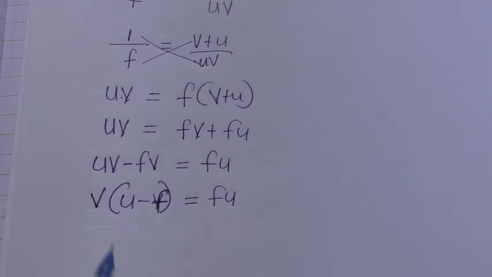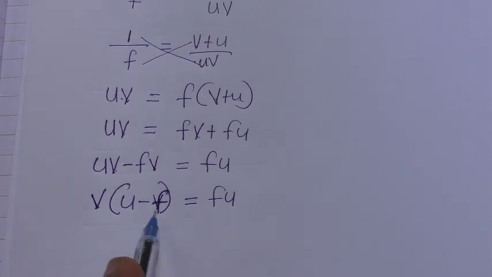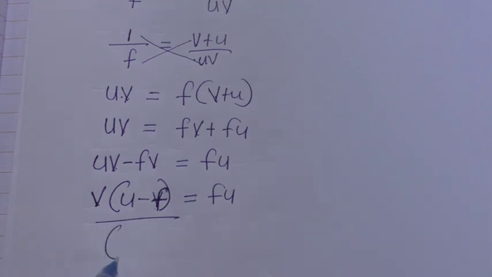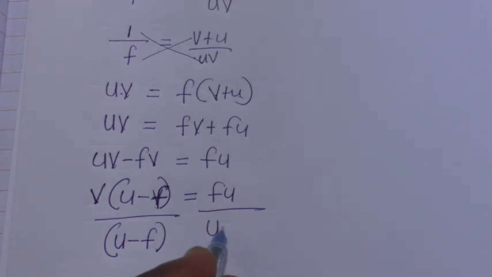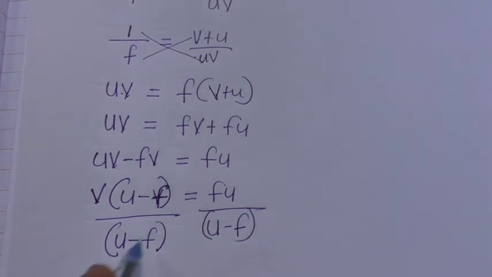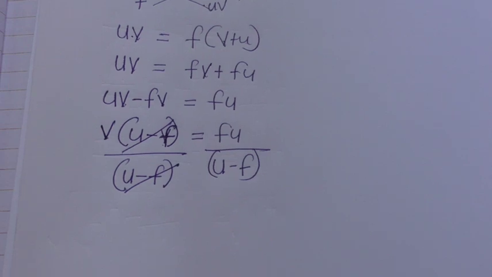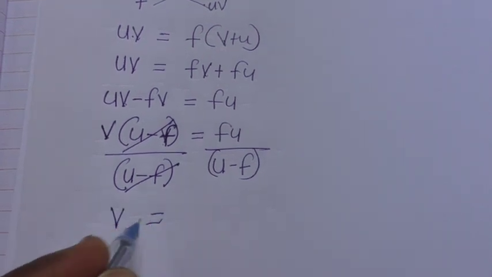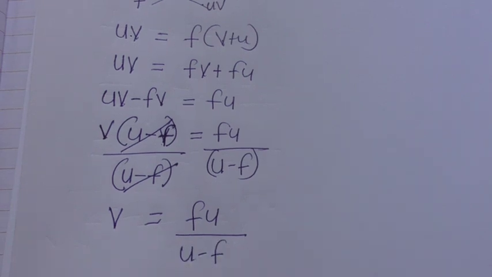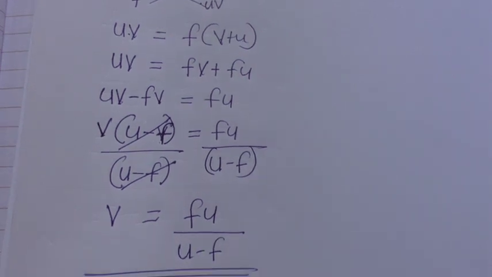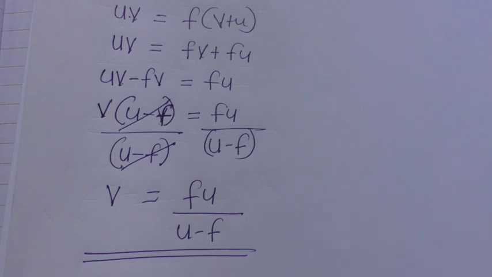And therefore, since we want v, we shall divide by the bracket. This is divided by u minus f, divided by u minus f. Hence, we shall have our v as fu over u minus f. So that is how we shall make v the subject.